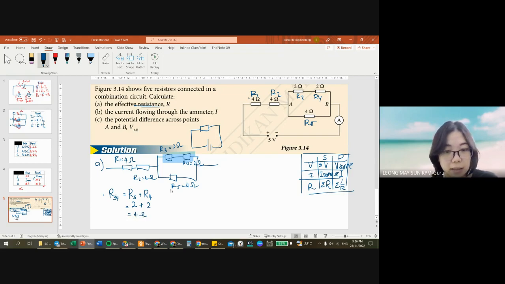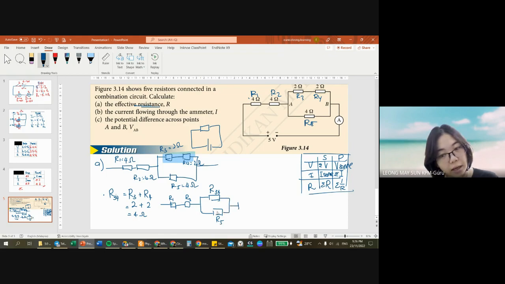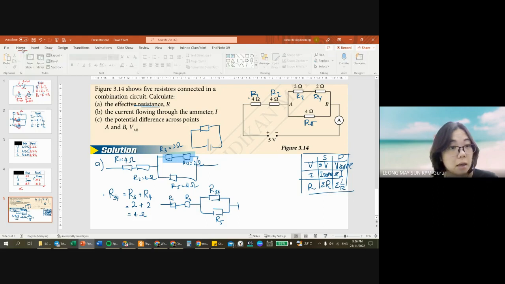So what I did is I turned this circuit into R1, R2, then it splits. My R3 and R4 now become R34, and at the bottom, I have R5. So my circuit is like this right now. Then only can I solve this by parallel.